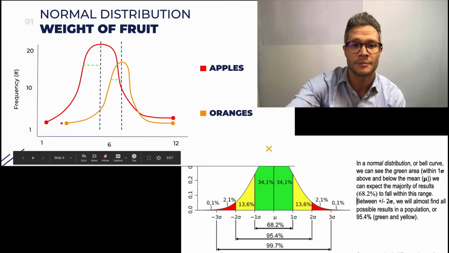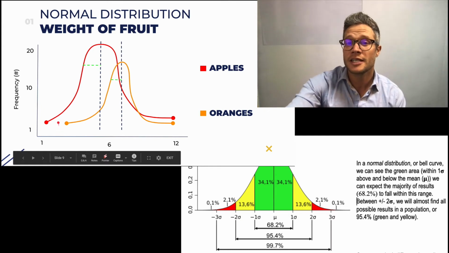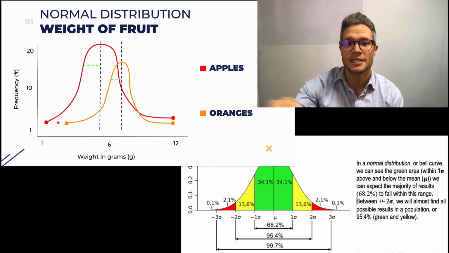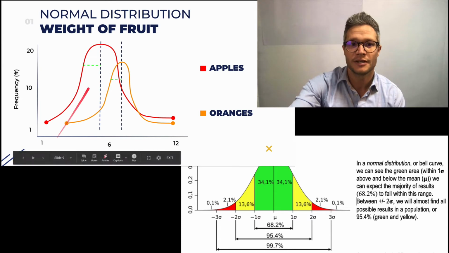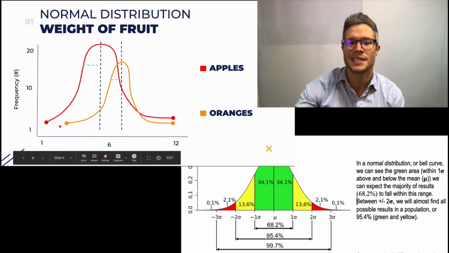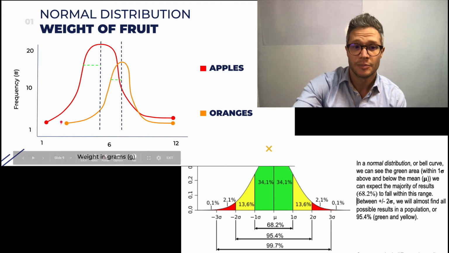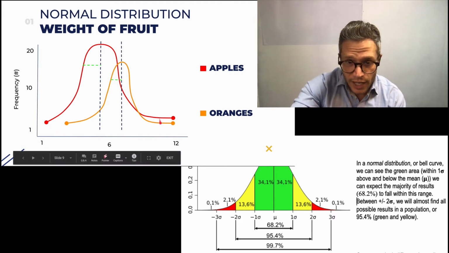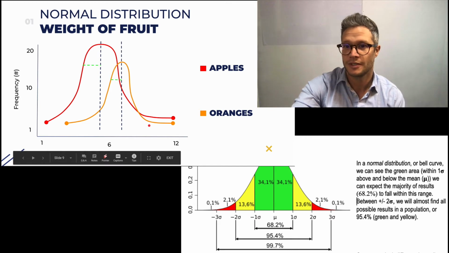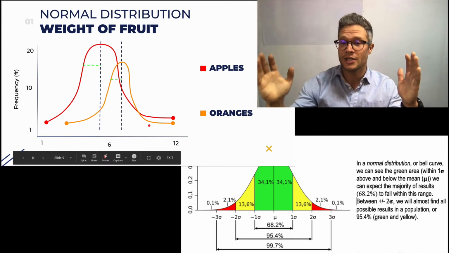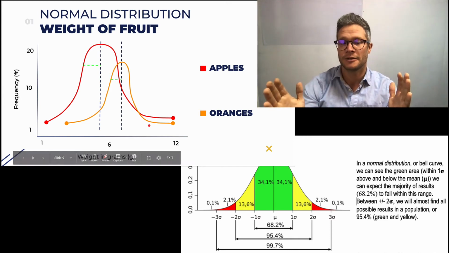Again, I'm looking just at apples. That's going to tell me where 95%, so that's including this side and this side of the curve, 2 standard deviations, 95% of all apples are going to have a weight between, let's say, 2 and 10 grams. Okay, so now I know the range and how much is going to happen in there.